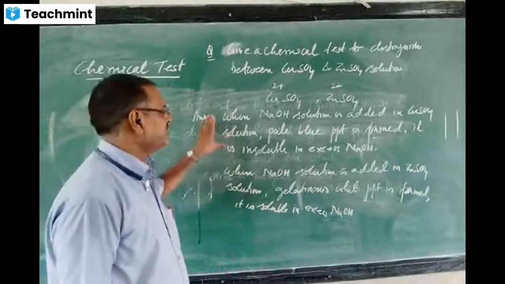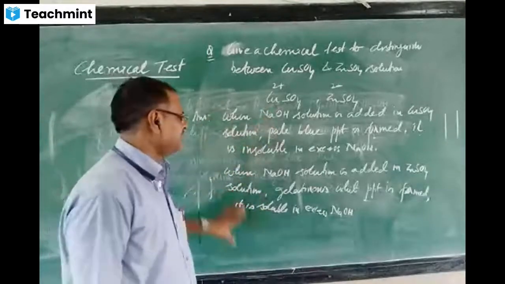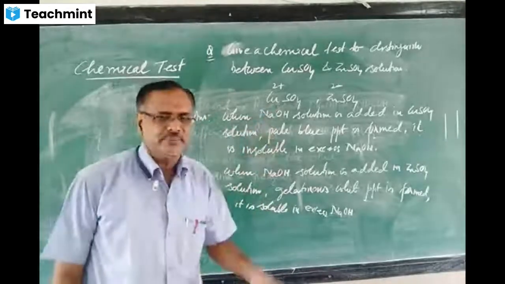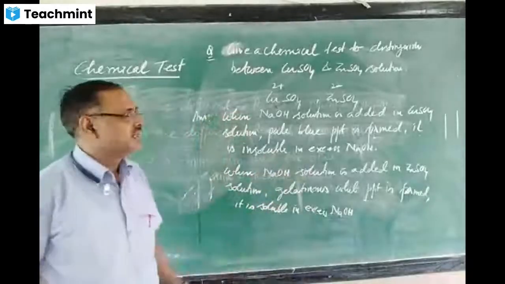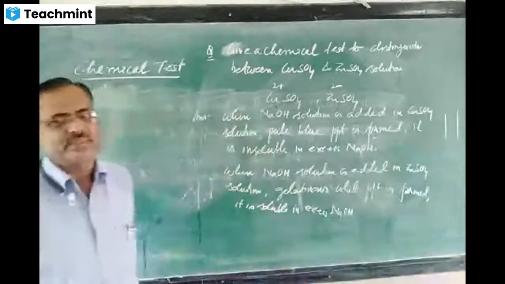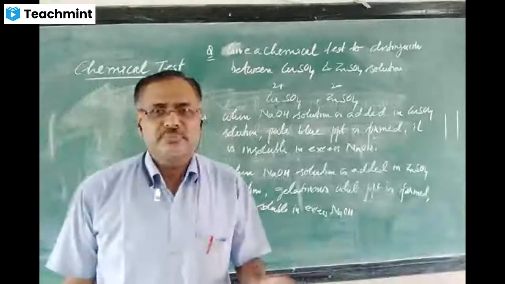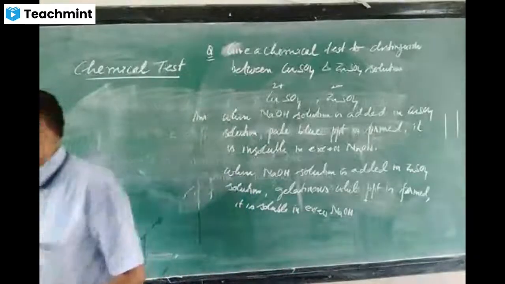So this much observation means one observation for copper sulfate and one for zinc sulfate. Suppose you write one for copper sulfate and leave the one for zinc sulfate, then also the mark will not be given. Both should be given. So now the next question.